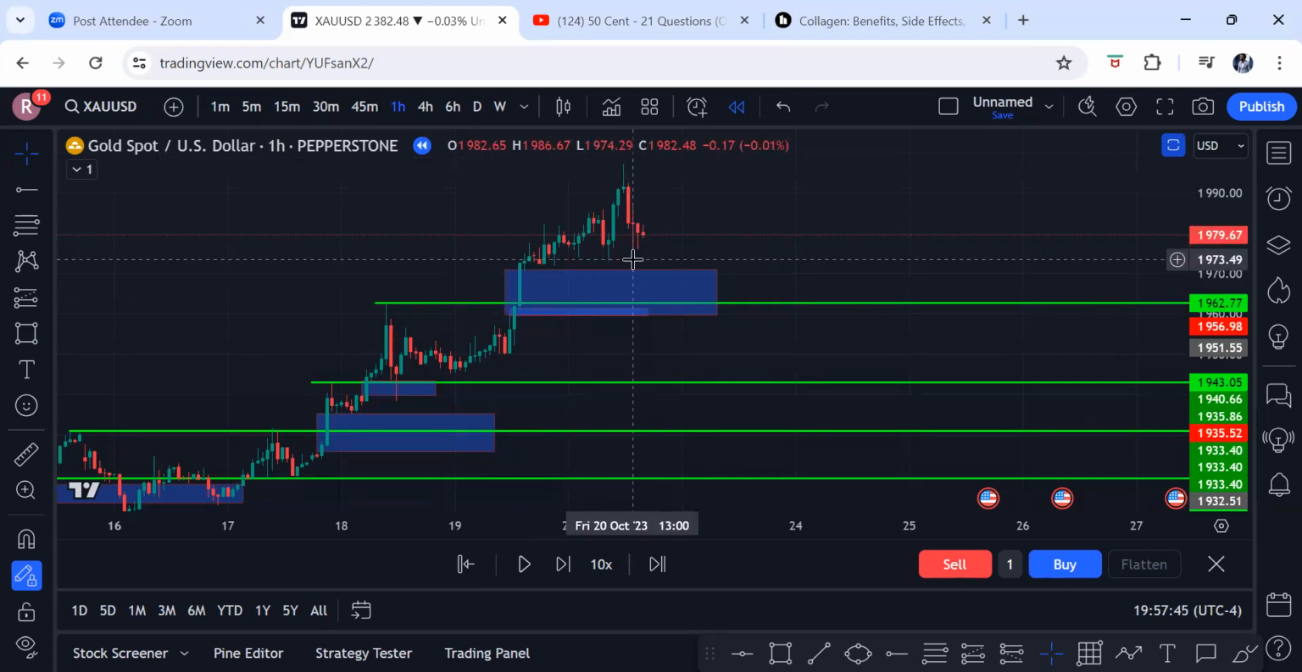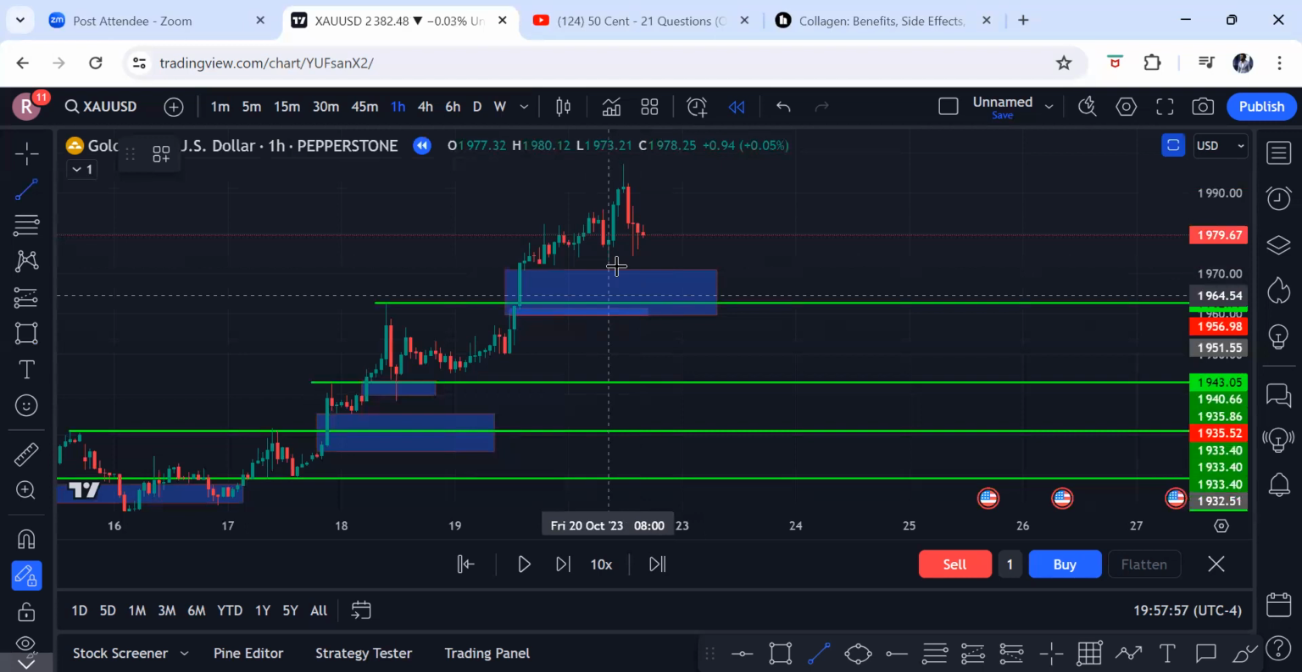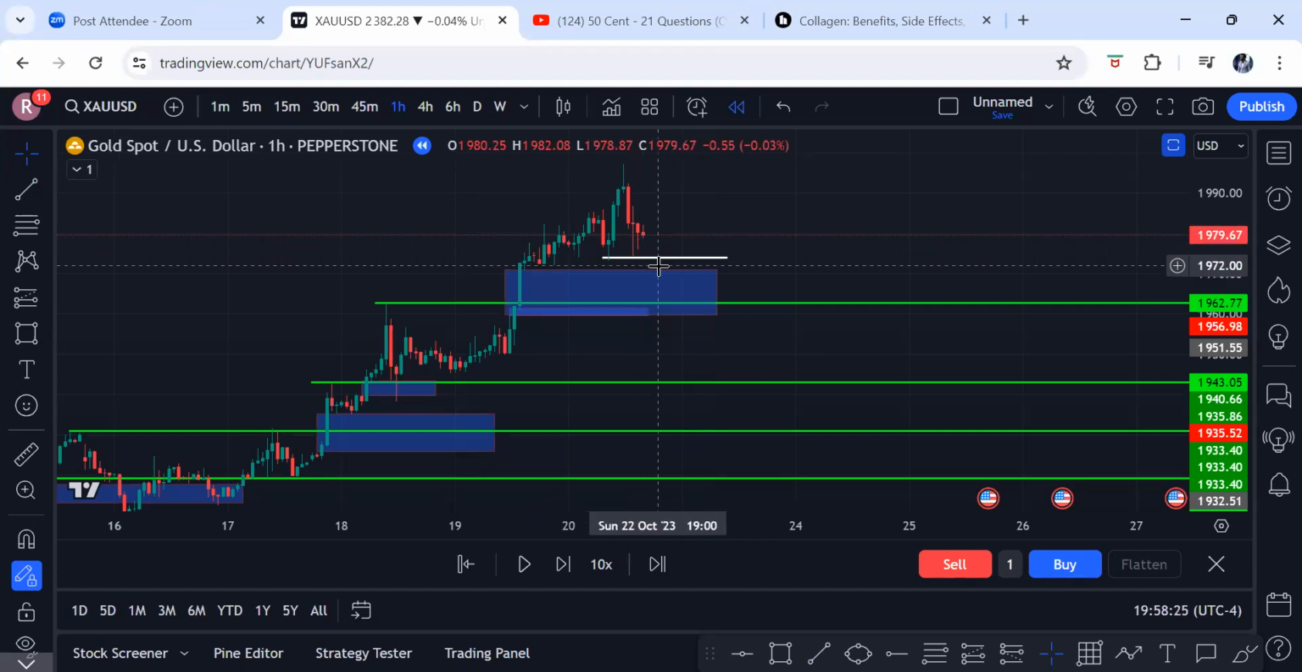But remember, we're also looking for changes of character and breaks of structure. The way that price has been trading up, it doesn't look nice and smooth. We have this choppiness going up here, small pullbacks, push ups, a big pullback here. If price breaks here, then we get that change of character, the first indication that we could possibly reverse.